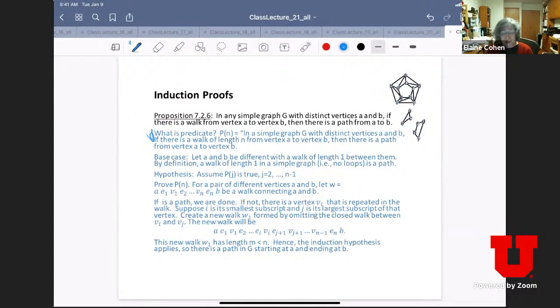Then we create a new walk, W1, that goes from A to v1 to v2 up to v_i, because that was there before. And then we go to edge e_{j+1}, because edge e_{j+1} goes from v_i, which is the same as v_j, to v_{j+1}. And then we keep going up to e_n and then B. Okay?